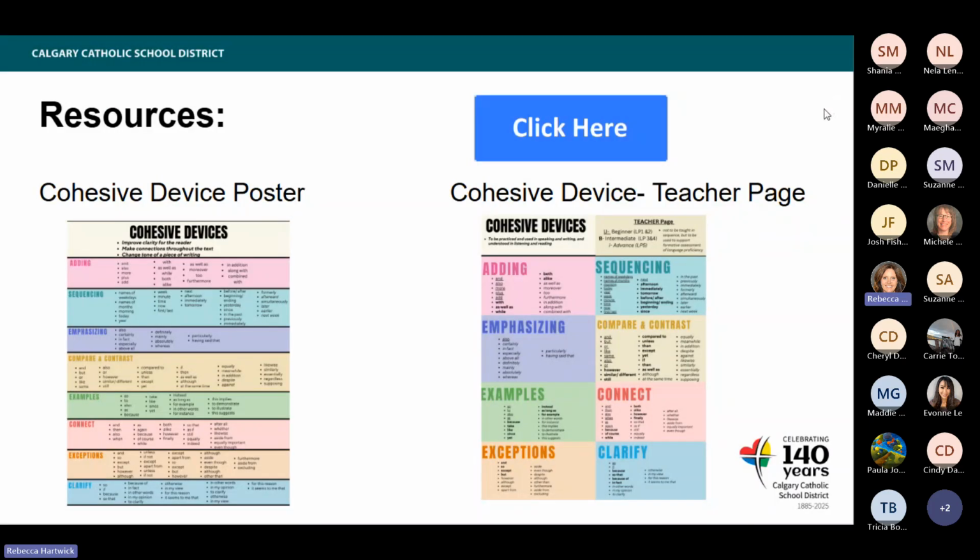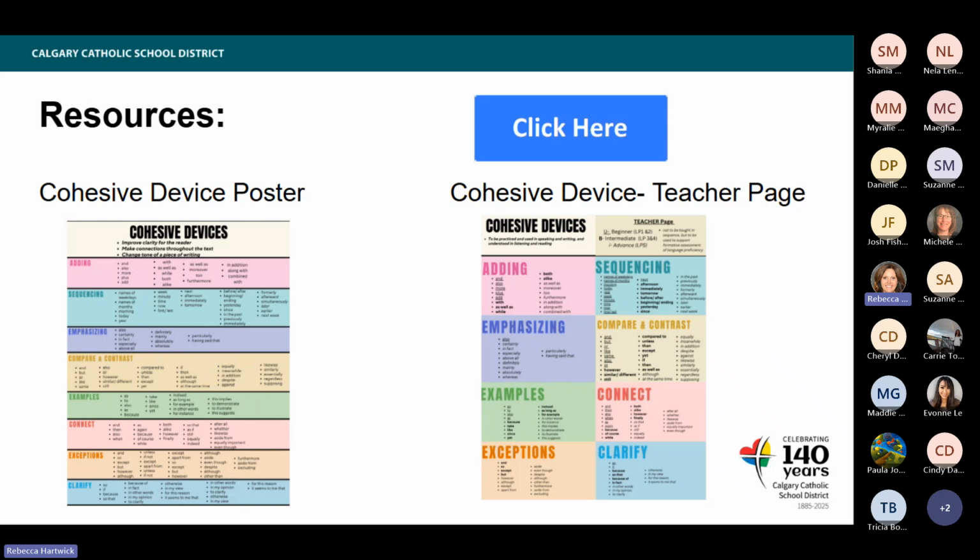So, some resources here. These are resources that we created within our team. We have a cohesive device poster, and a cohesive device teacher reference page. I did send an email with the link to the slides, so the link is live on the slides that I emailed out. I also put the link right in the email. Just so you know, after this session, I will be putting in the pony some color copies of both of these documents. So please look in your mailbox at your school in the next week or so for these resources, so you can use them in your class or reference them in your teacher planning.